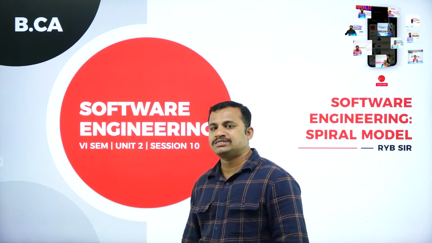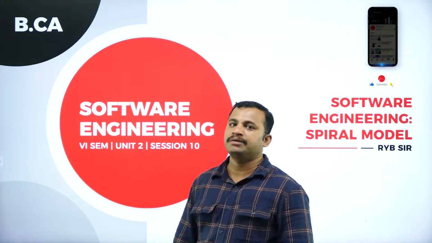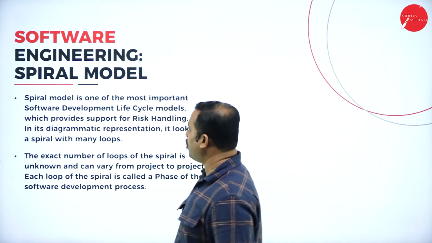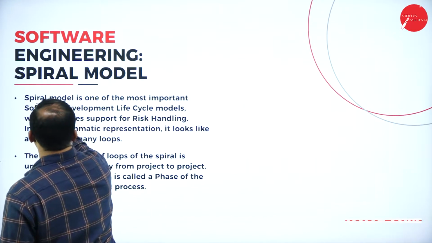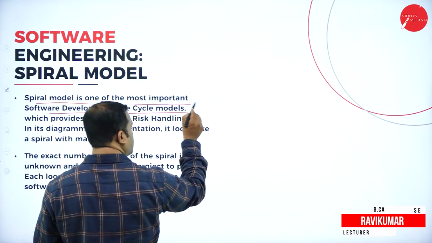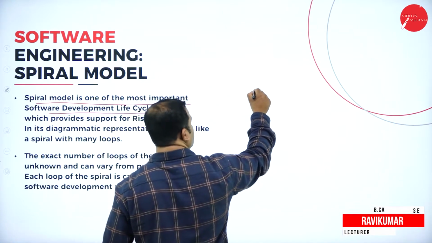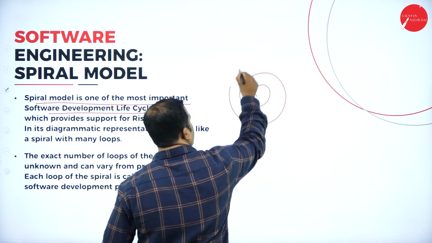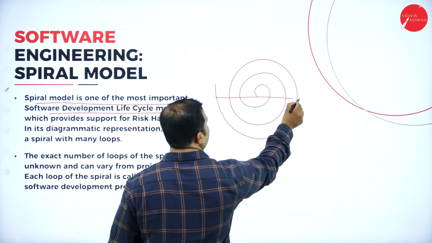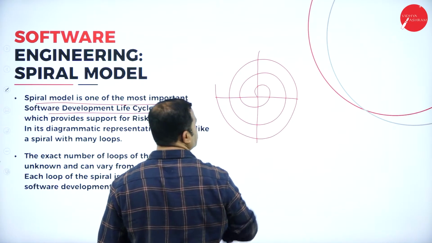In today's class, you will be taught about the software engineering prototype model called spiral model. In this case, spiral model is one of the most important software development lifecycle models. As you have already seen, it is like a spiral kind of information. What does this mean? It indicates that we have 4 quadrants here.